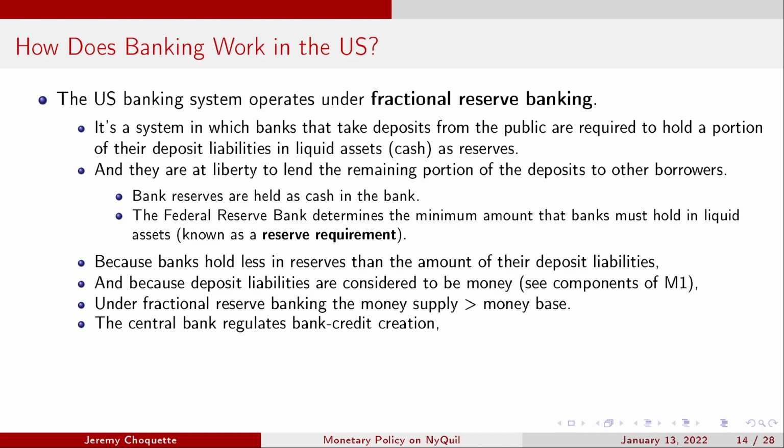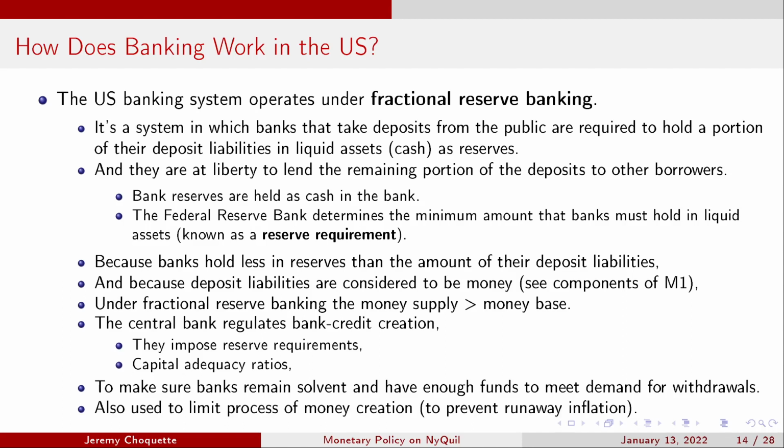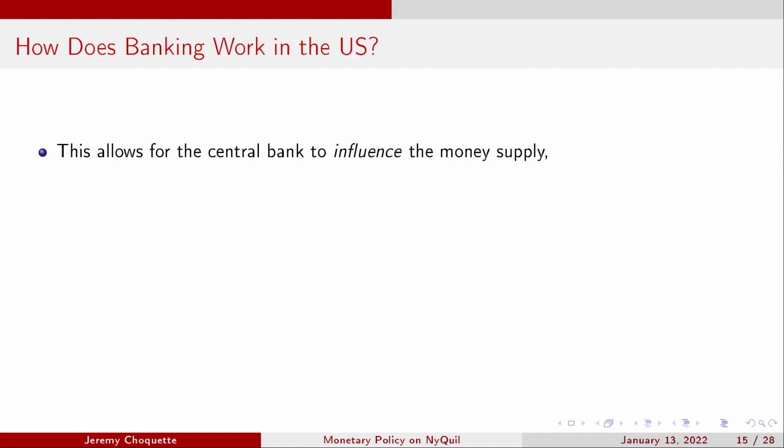And the central bank regulates bank credit creation. They impose reserve requirements, capital adequacy ratios, etc. And they do all of this to make sure that banks remain solvent and have enough funds to meet demand for withdrawals. This can also be used to limit the process of money creation to essentially prevent runaway inflation, right? Because if you end up printing too many dollars and you've got too many dollars chasing too few goods, you end up generating inflation.